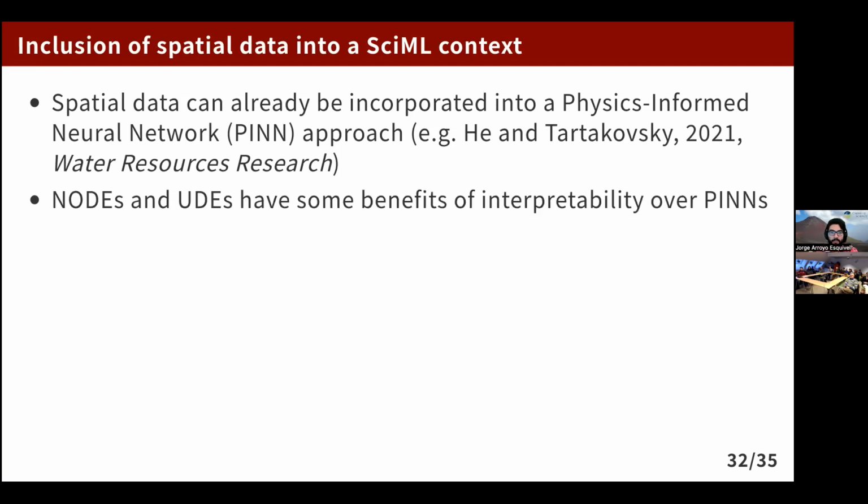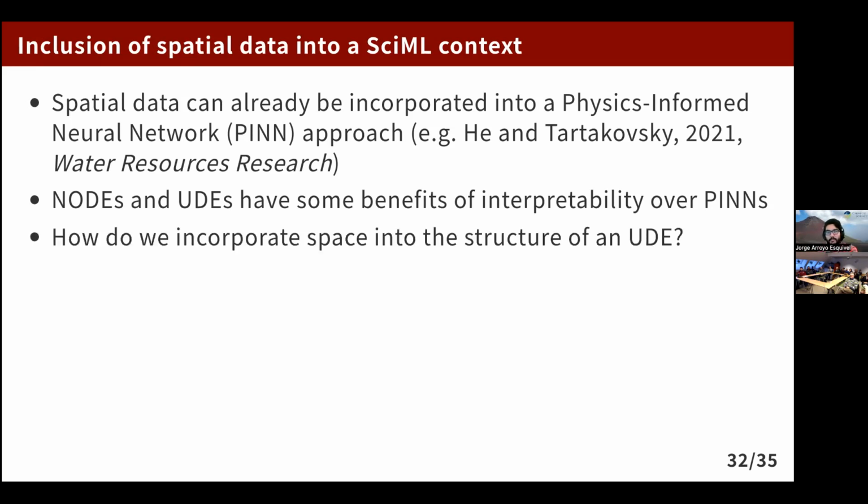Of course, we know that NODEs and ODEs have some benefits because we can interpret what's going on in the background of the nodes. But how do we incorporate space? That's a question that's still under development.